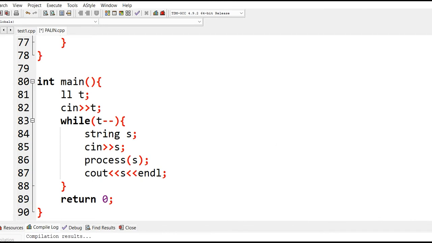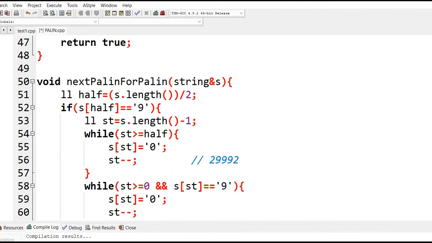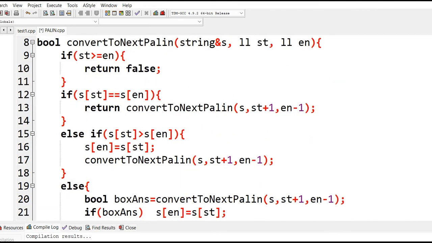Take a look at the code. So first of all, we take the input for the palindrome string, and then we pass it to a function process. So what this process function does is that it simply calls this function convert to next palindrome with our string and the starting and ending indexes. Now let's take a look at what this function does. So this function first of all checks for the base condition, that is if st is greater than or equal to en, return false.